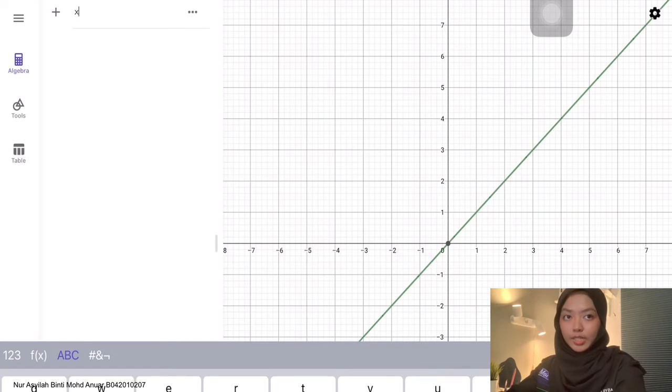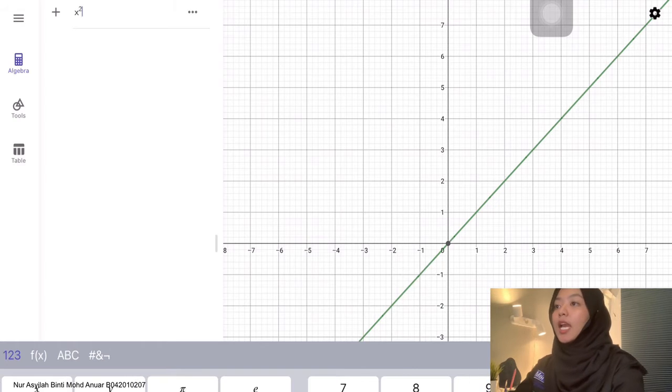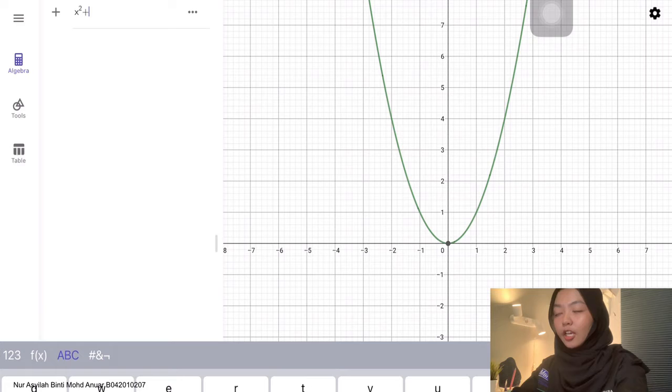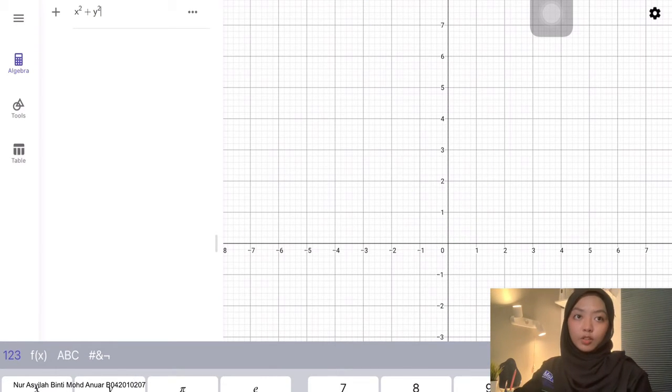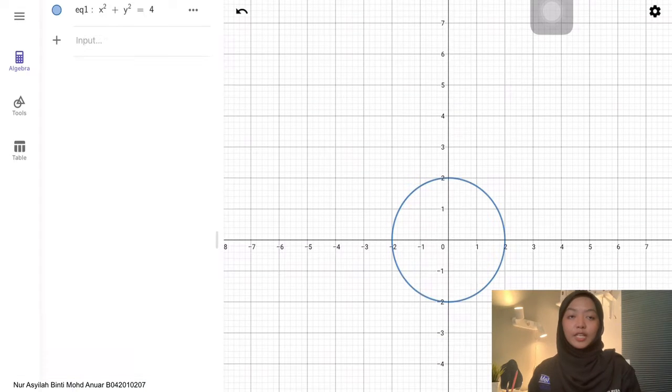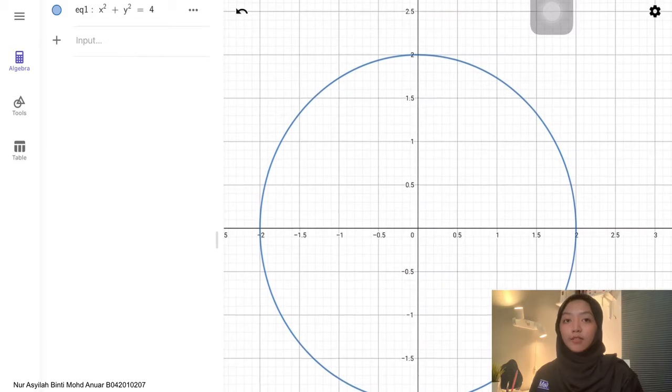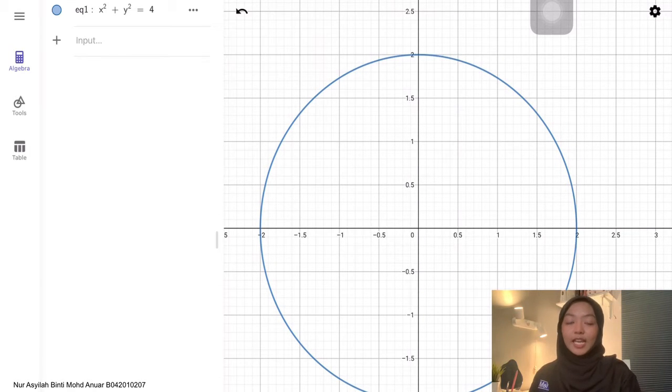To insert the question, which is x squared plus y squared equals 4, and the graph will automatically appear. As you can see, the blue line indicates the circle from the question given, and the dr limit is from 0 to 2. And that is how you get the graph and limit using the GeoGebra online calculator.